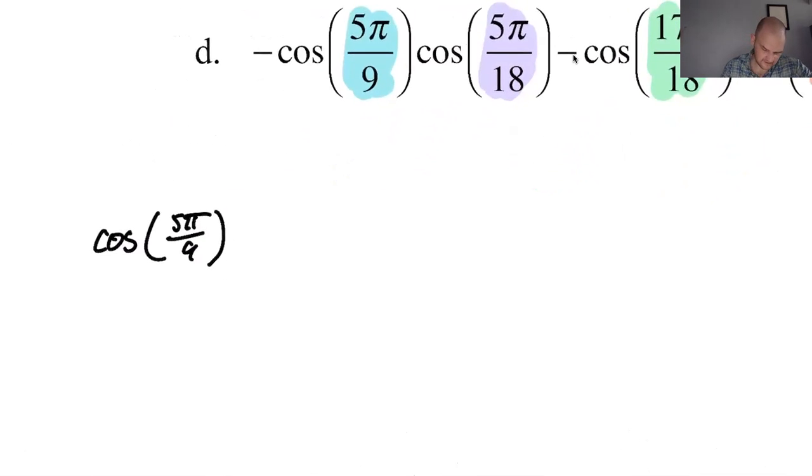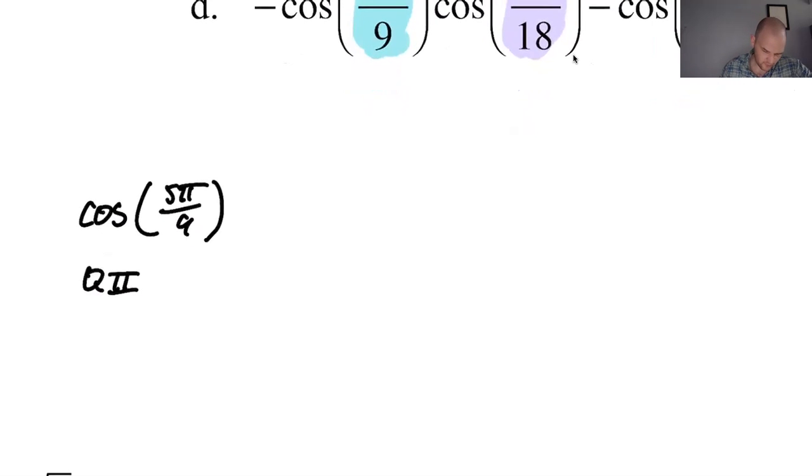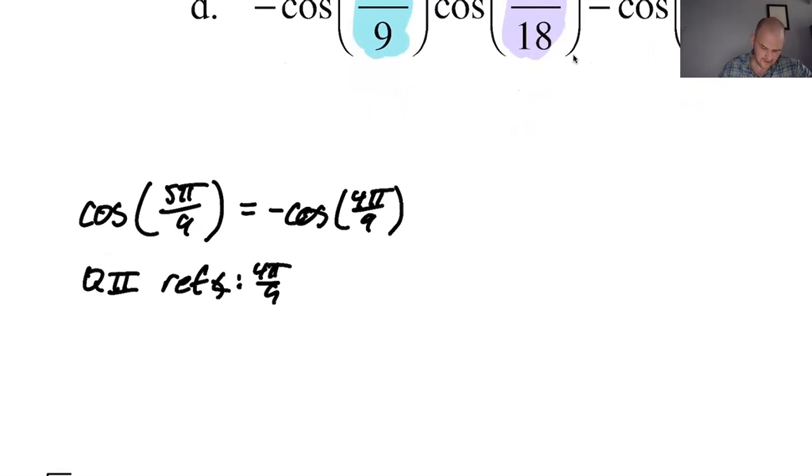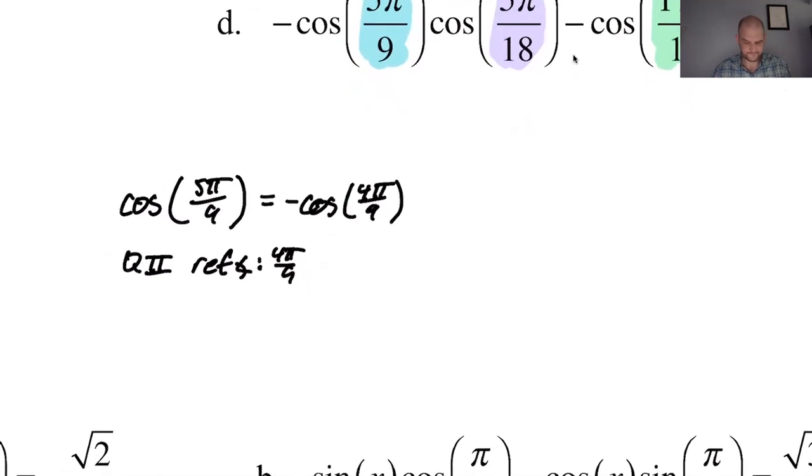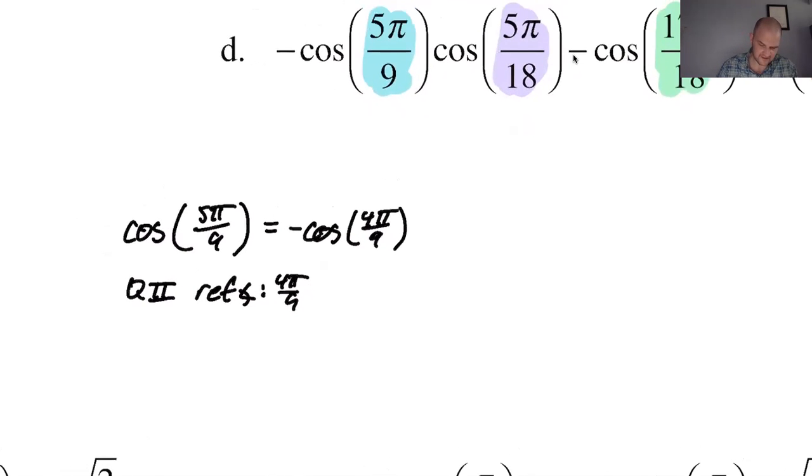The cosine of 5 pi over 9 is in quadrant 2, because it's bigger than 4.5 pi over 9, which would be pi over 2. And the reference angle is 4 pi over 9. So this is the same as the negative of the cosine of 4 pi over 9. And I'm just going to leave that for now. So cosine of 5 pi over 18 is already done.